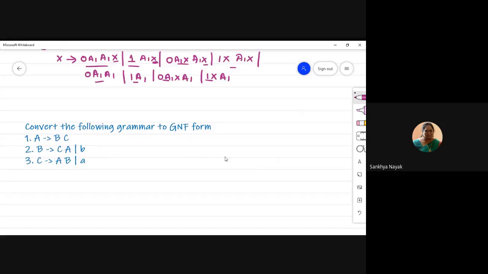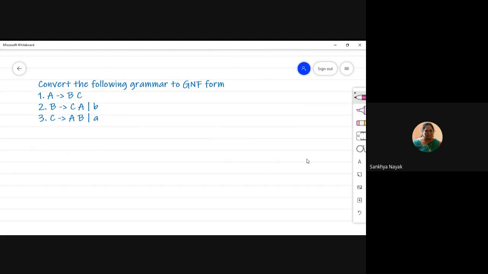So the second problem is convert this following grammar. A derives BC, B derives CA bar B, C derives AB bar A. Let us convert this into GNF form. Again, you can see that all of them are in CNF. Usually, even in exam, mostly when they ask you to convert it into GNF, they'll be giving the grammar in CNF format itself. Otherwise, it becomes a very long problem. That's why. Anyway, so all productions are in CNF format. So no need to convert.